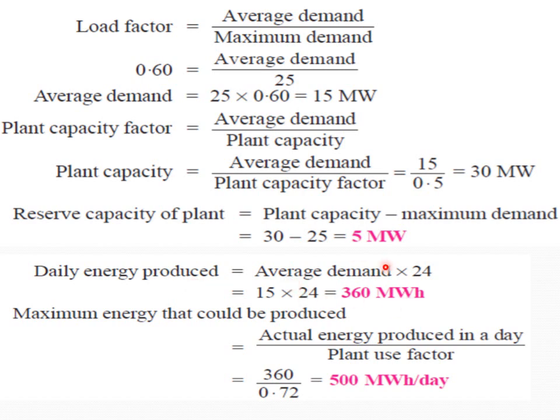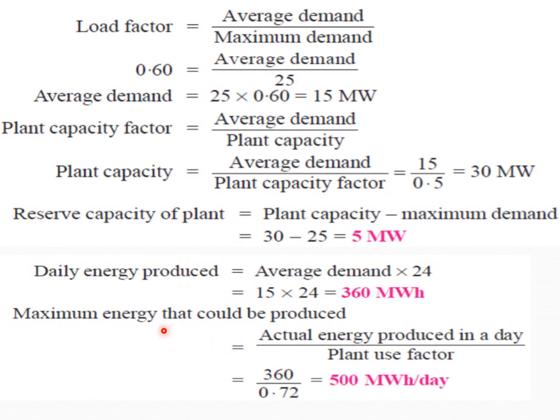So from the average demand we can find, average demand formula is average demand is equal to the energy supplied, that is kilowatt hour supplied in a day divided by 24. That will be our average demand. So from that formula we are obtaining the daily energy produced. So average demand is given in the question and 24 hours, so it is 360 megawatt hour.